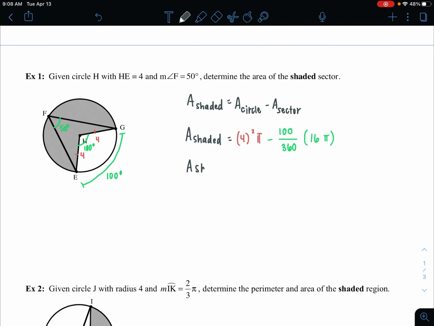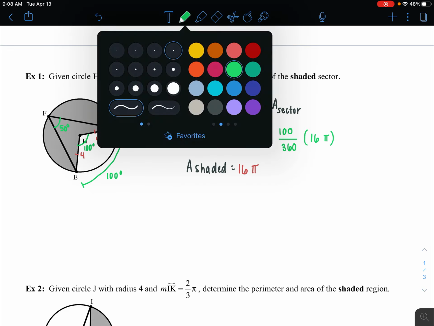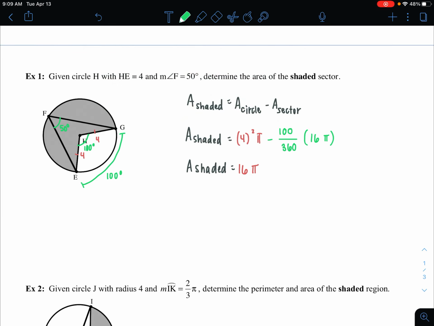So we should get the area of my shaded region is going to be 16 pi minus, okay, well, 100 divided by 360 times 16 is 40 pi over 9. We don't need to round or anything because it's not asking for decimals. So the area here is going to be 16 pi minus 40 pi over 9 units squared.